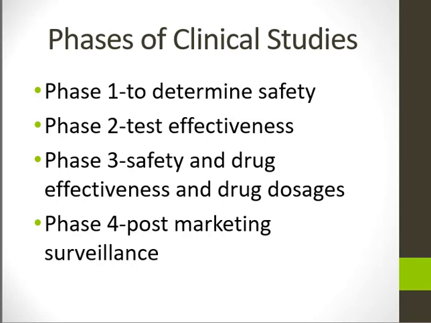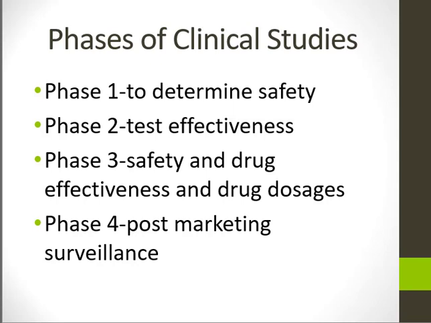During phase 3 of the clinical studies, a larger number of patients who have the condition for which the drug is indicated are evaluated for safety and drug efficacy. So the drug is deemed to be reasonably safe and it works. That's its efficacy. It must be demonstrated. And drug dosage is also determined during phase 3. And then clinical studies still continue after the drug is marketed.